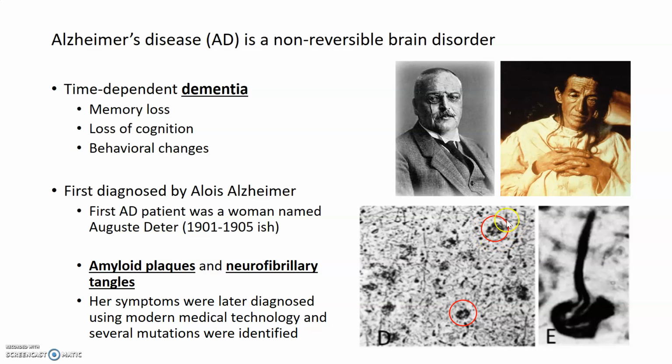They noticed these kind of clumps of protein here, which they characterized as what's now known as amyloid plaques, as well as these sort of tangles, which are now known as neurofibrillary tangles. And what's really, really remarkable is that her symptoms were later diagnosed using modern medical technology, and these brain tissue samples were actually sequenced for her DNA, and several mutations were identified and are currently under study.